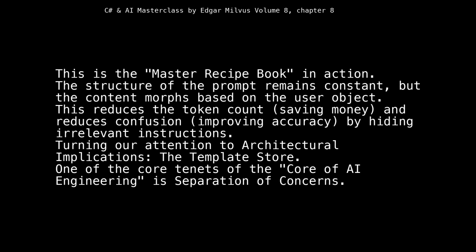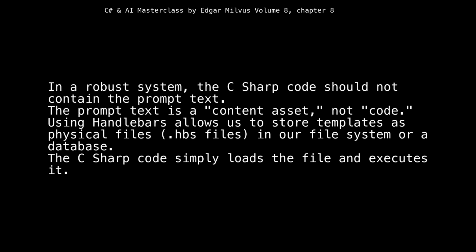Turning our attention to architectural implications: the template store. One of the core tenets of AI engineering is separation of concerns. In a robust system, the C# code should not contain the prompt text. The prompt text is a content asset, not code. Using Handlebars allows us to store templates as physical files, .hbs files, in our file system or a database. The C# code simply loads the file and executes it.